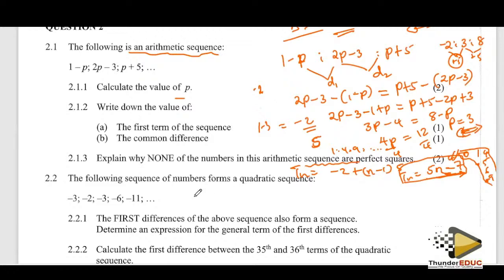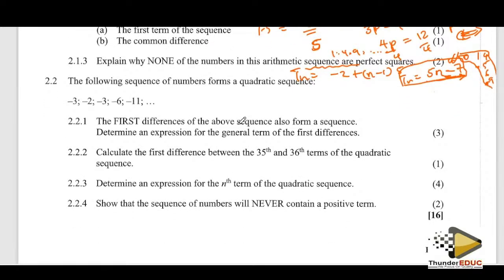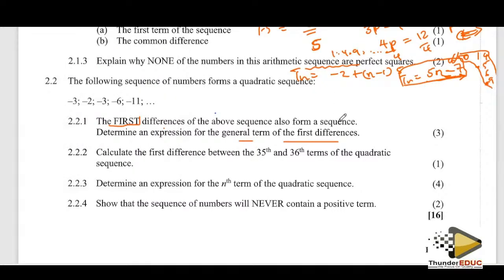2.2, they're telling us the following forms a quadratic sequence. Okay, so with a quadratic, we know we have two differences. They're telling us that the first differences of the above also form a sequence, which is arithmetic. Now they want us to get the expression for the general term of the first differences, which is the Tn of the arithmetic. So what we need to do is determine that first difference.